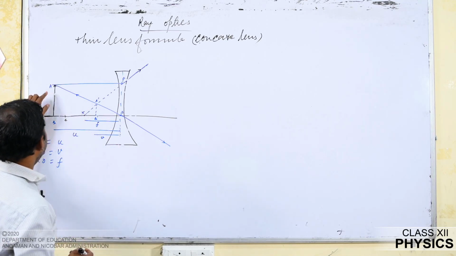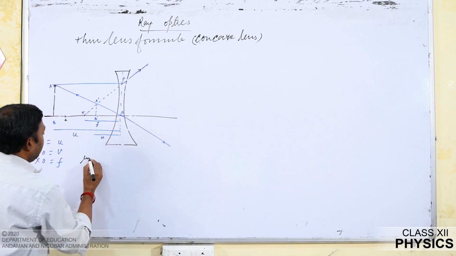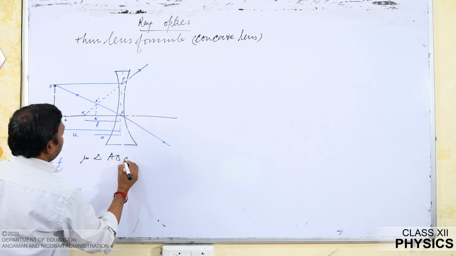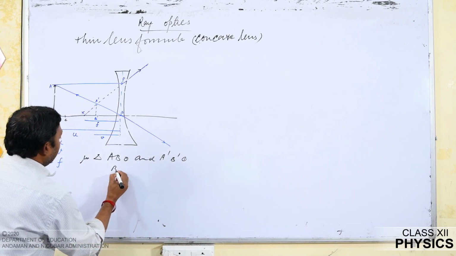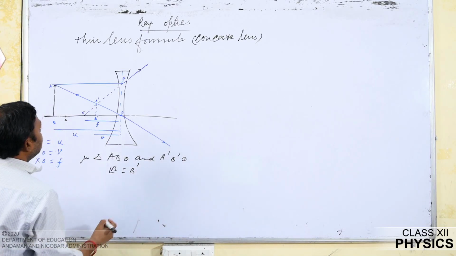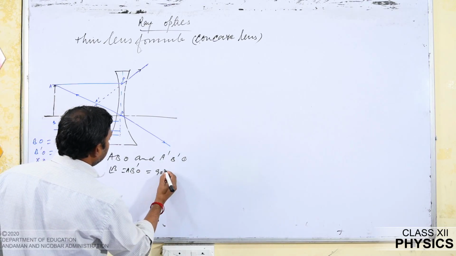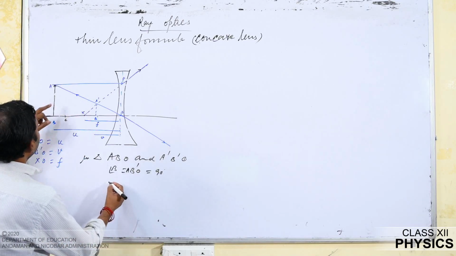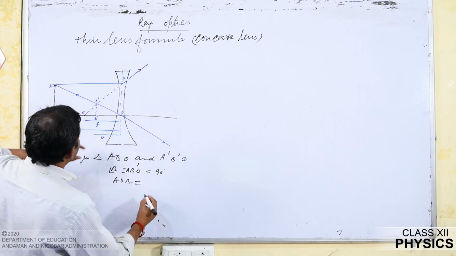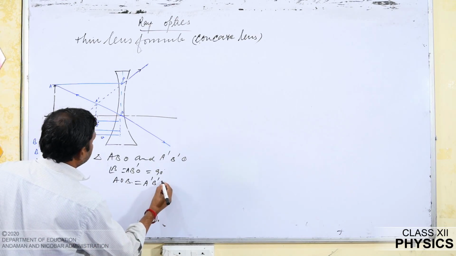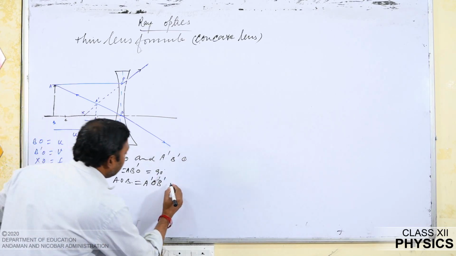Take the triangles ABO and A'B'O. In triangles ABO and A'B'O, angle B is equal to angle B', that is ABO is equal to A'B'O equal to 90 degrees, and then angle AOB is equal to A'OB', common.